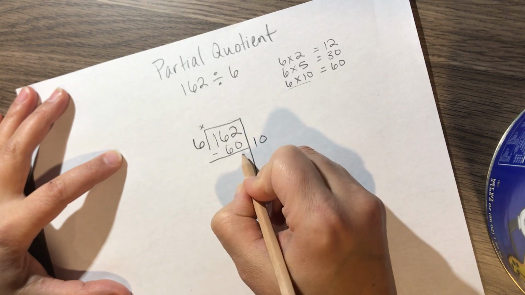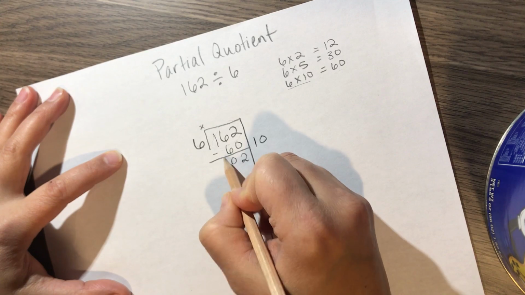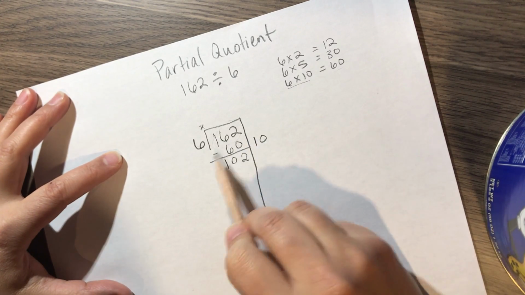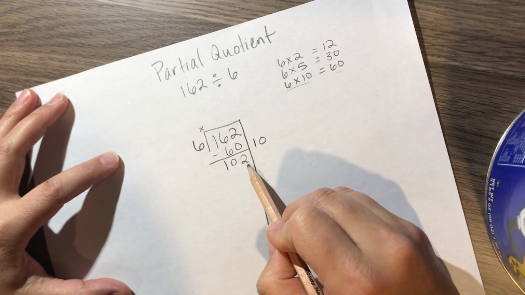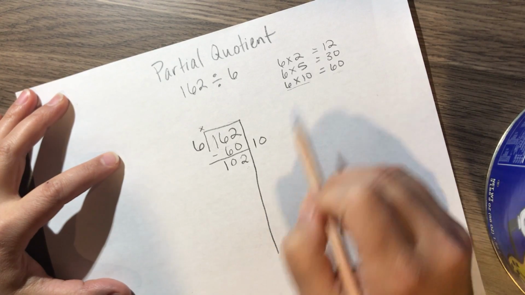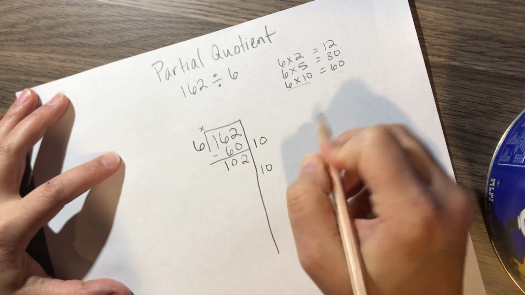2 minus 0 is 2. 6 minus 6 is 0. And we bring our 1 down. Now, if I look over here, I can use my 60 again because it's close to 102 without going over. 6 times 10 is 60.